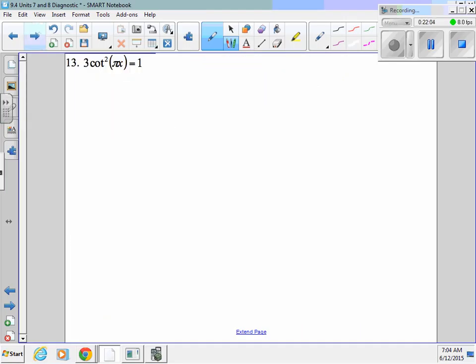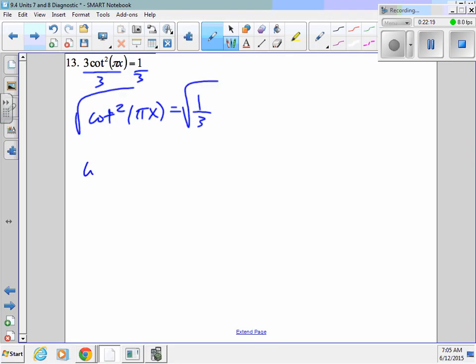All right, 13, we have 3 cotangent squared of pi x equals 1. So first things first, I'd like to get that cotangent by itself. I'll divide by 3. So I have cotangent squared of pi x equals a third. I could take the square root. And so I get cotangent of pi x equals plus or minus 1 over rad 3.